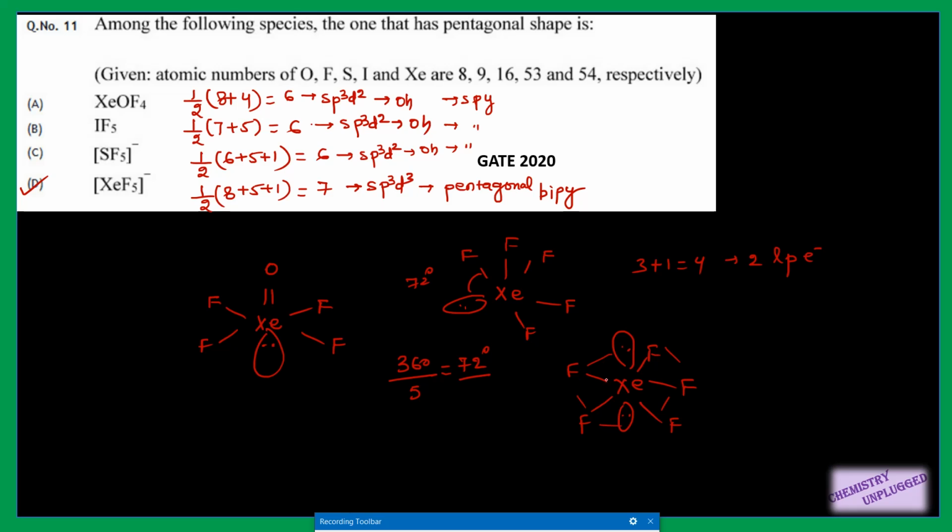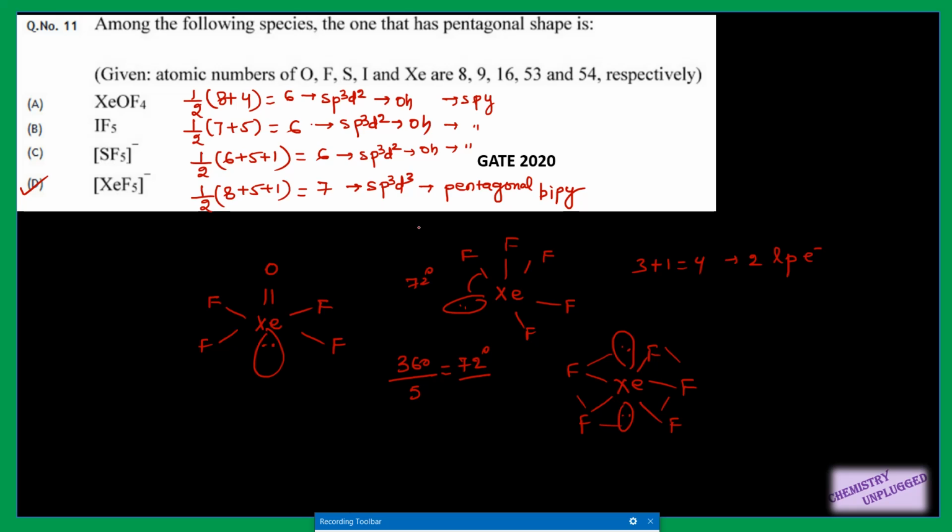So why am I telling you this? Always remember that whenever you have a lone pair of electrons in the molecule, it will be placed in the direction which is less hindered. It may be equatorial, it may be axial in nature, but it depends upon the bond angle between the lone pairs of electrons, right? So try to place it in the direction which is less hindered, which has greater bond angle.